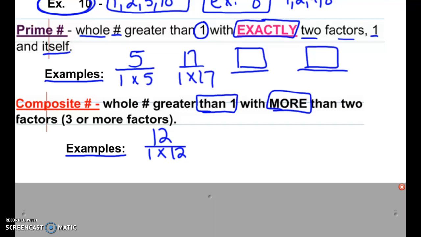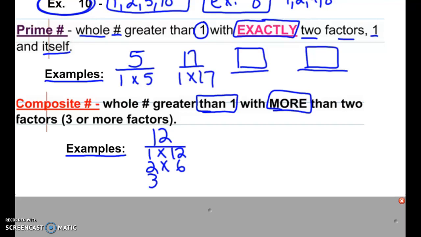Now let's go to 2. 2 is a factor of 12. How do I know that? Because 12 is even. 2 goes into 12 6 times. Or in other words, 2 times 6 is 12. So those are factors of 12.